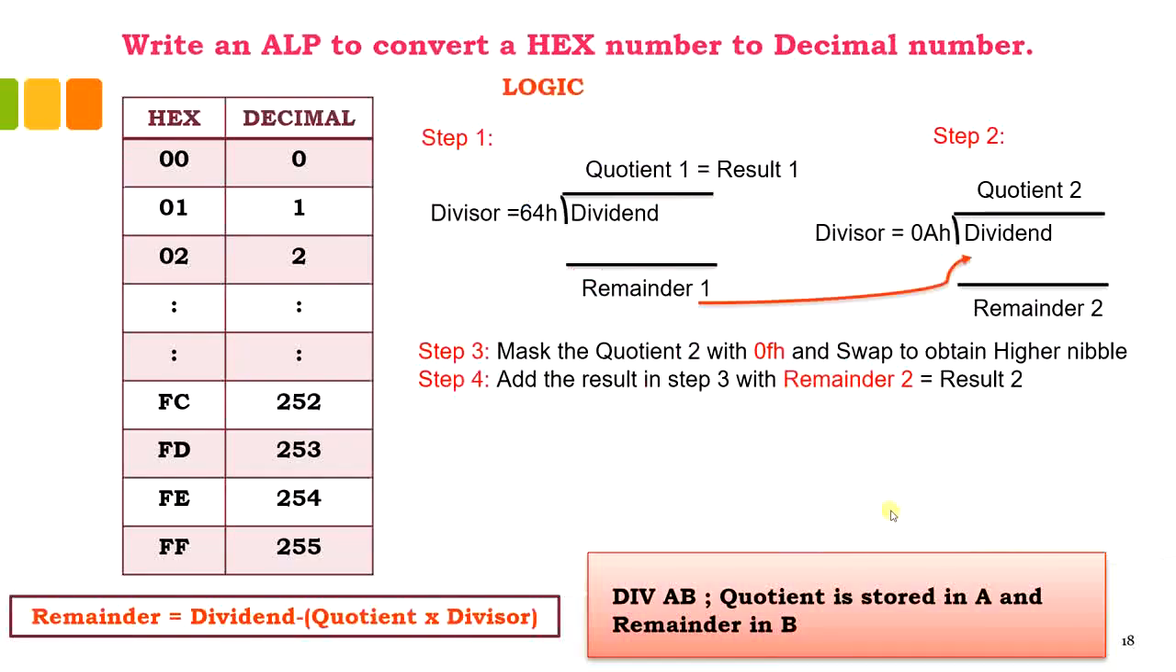Assembly language program to convert a hex number into its decimal equivalent. Okay. So here you can see I have considered the table where I have shown you the hex number and its decimal equivalent. The reason why I have considered only 8-bit is because our memory locations can hold only 8-bit of data. So that is why I have considered the hex number only till 8-bit, from 00 to FF.